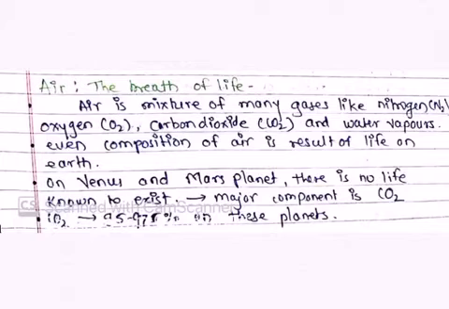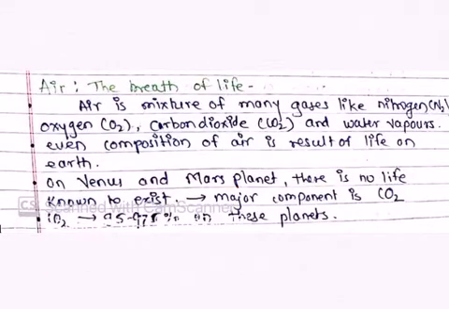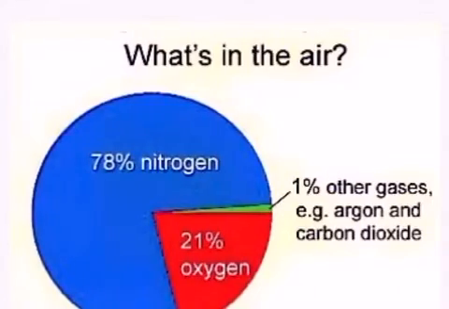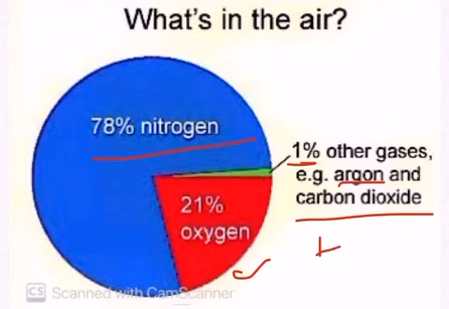In the next slide we have to study what is the composition of air. As I told, nitrogen is 78%, then oxygen is 21% and the other 1% is other gases, that is argon, carbon dioxide, water vapor. Okay, it is also present in the air.